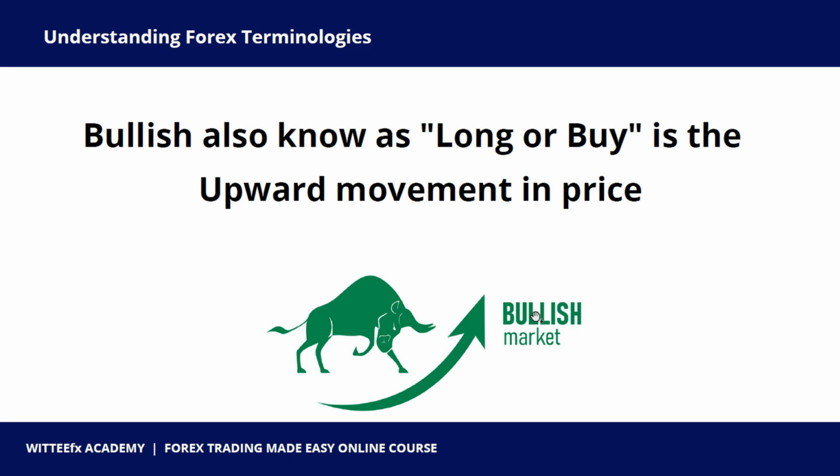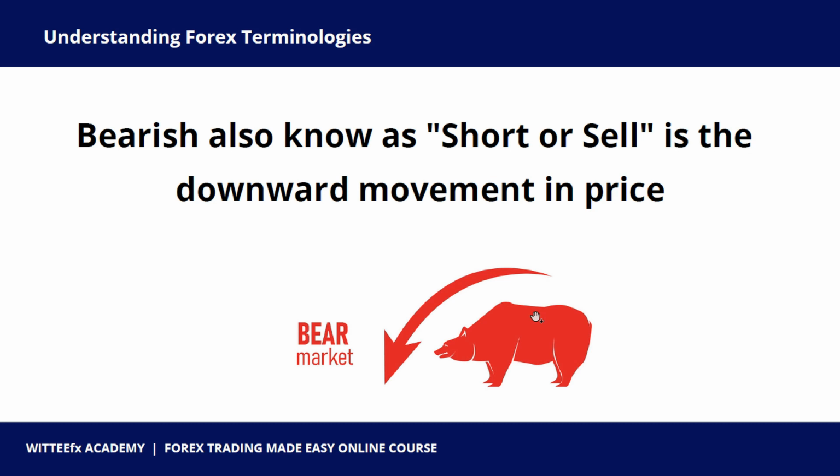It all means the same thing, and the opposite of it is what is referred to as bearish. So bearish is when the market is going down, known as short or known as sell. It's basically the downward movement in price. So if you see price trending down, you could say price is on a bearish trend, or you could say price is going short, or you could say price is selling.